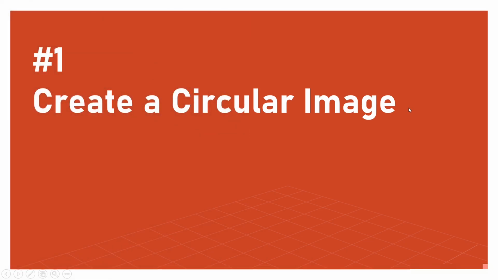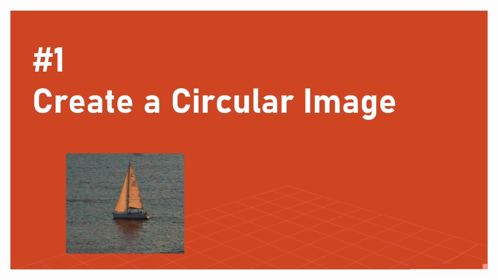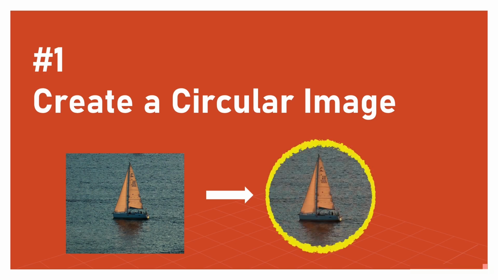So the first trick that I want to demonstrate is how to create a circular image. All of us are quite familiar with square or rectangular images, but with just a few clicks inside GIMP, you can convert these square and rectangular images to circular images with very artistic borders. And these images can add a lot of pep to any presentation or document. So let's see how we can create circular images inside GIMP.